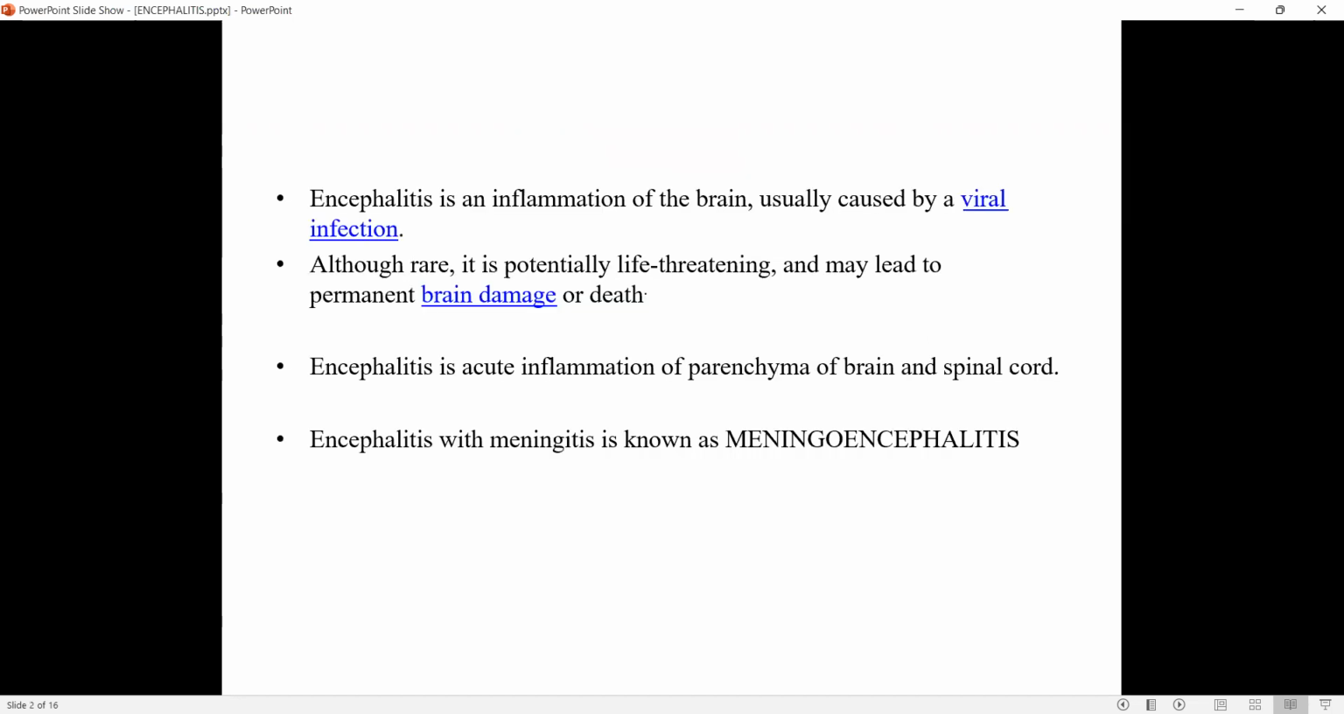What is encephalitis? Encephalitis is an inflammation of the brain, usually caused by a viral infection. Although rare, it is potentially life-threatening. It may lead to permanent brain damage or death. Encephalitis is an acute inflammation of the parenchyma of the brain and spinal cord. Encephalitis with meningitis is known as meningoencephalitis.